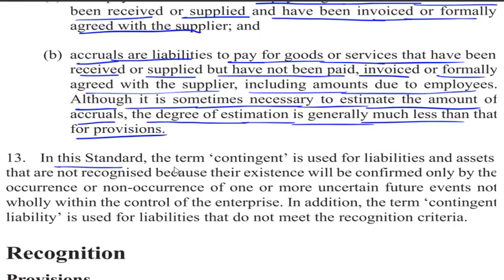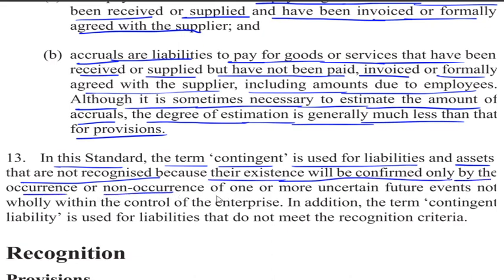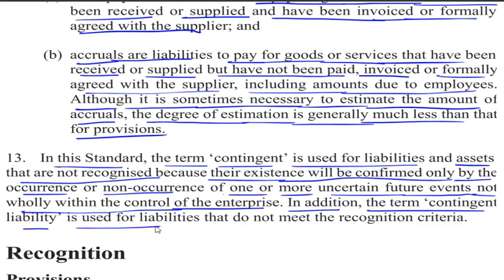In this standard, the term contingent is used for liabilities and assets that are not recognized because their existence will be confirmed only by occurrence or non-occurrence of one or more uncertain future events, not wholly within the control of the enterprise. In addition, the term contingent liability is used for liabilities that do not meet the recognition criteria.